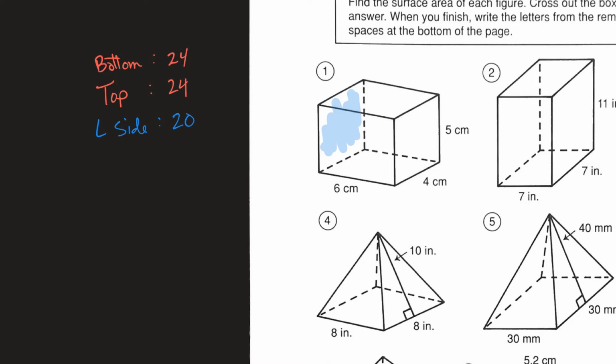And then we should go on to the right side. The right side is the same thing, isn't it? The right side is this right here, and that also is 4 times 5, which is 20.